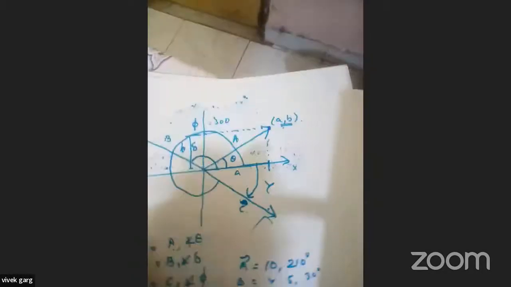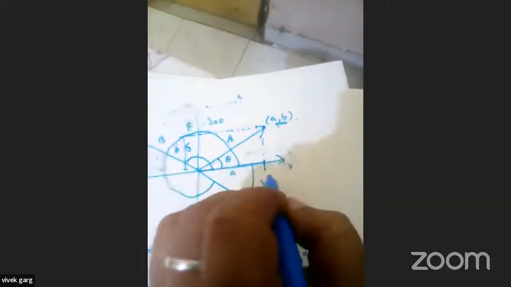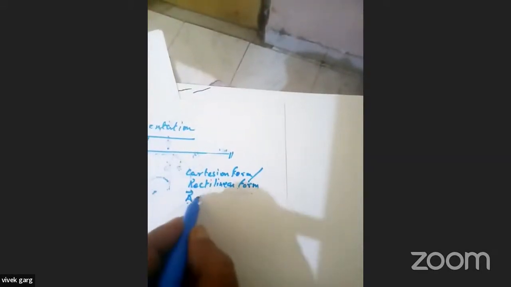Why rectilinear form? If you look at it, it is always making a rectangle. If you look at this section, it is always making a rectangle, hence a rectilinear form. It is represented using its coordinates. Now we have a problem.